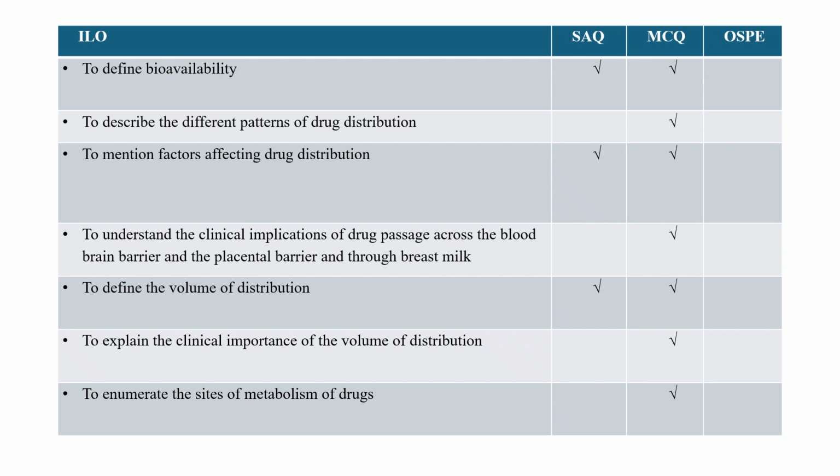To enumerate the sites of metabolism of drugs, we're interested here for you to know that metabolism is not solely inside the liver, that several organs can perform drug metabolism. So just know this as a fact. And when it tells you enumerate or mention, this is something that you need to know very superficially. It is just a simple fact that you need to know.